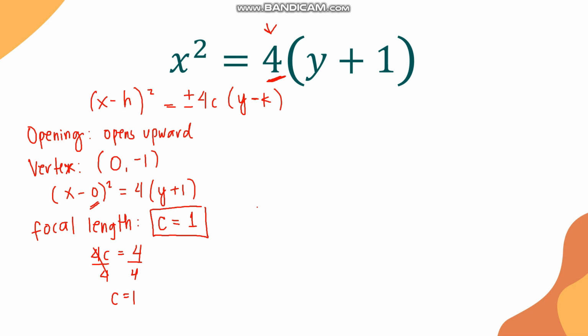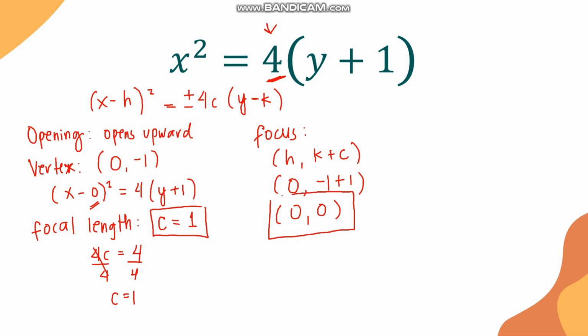Now that we already have the focal length, we can identify the focus of the parabola. Since the parabola opens upward, it follows the form (h, k plus c). We already have h, k, and c. So h is 0, k is negative 1, and plus c is plus 1. Therefore, the focus now is (0, 0). So this is the location of the focus.